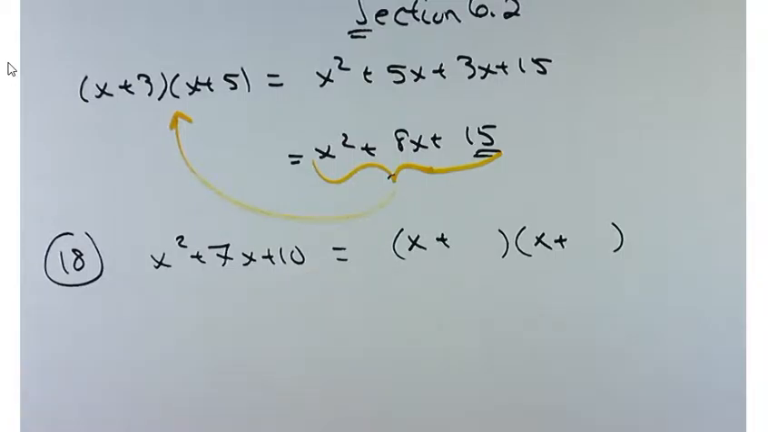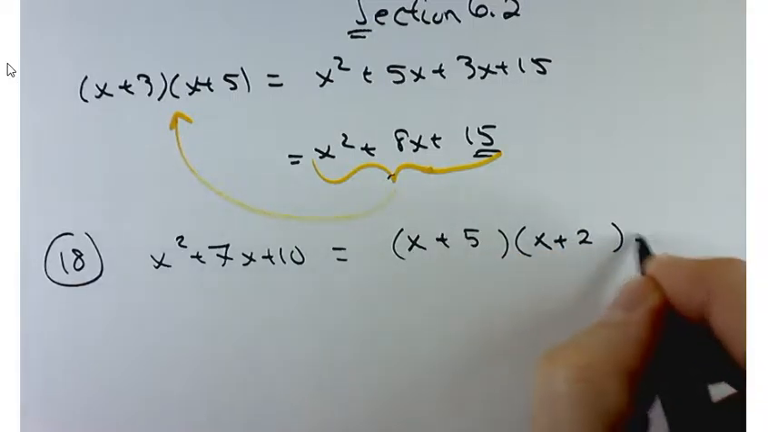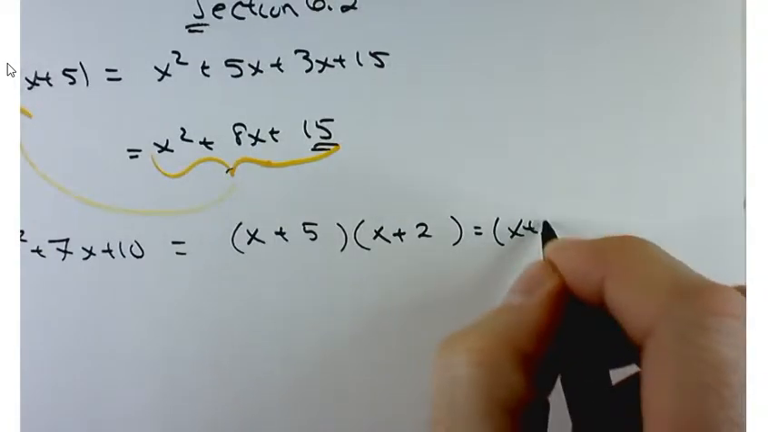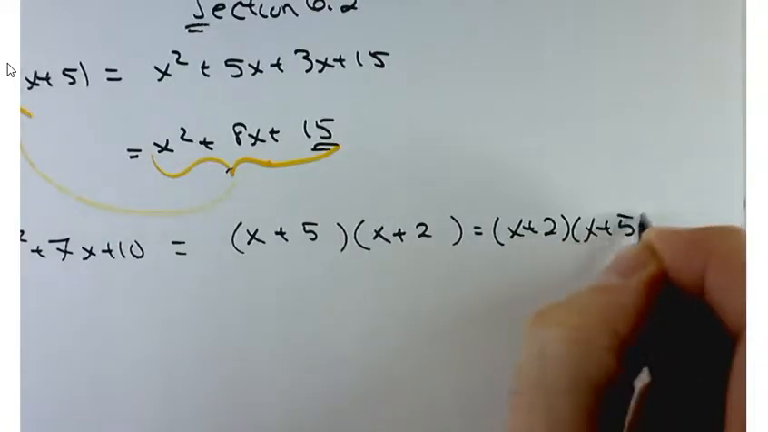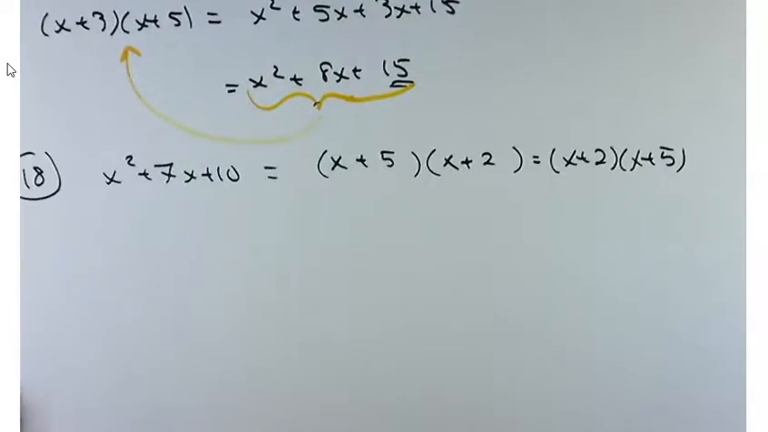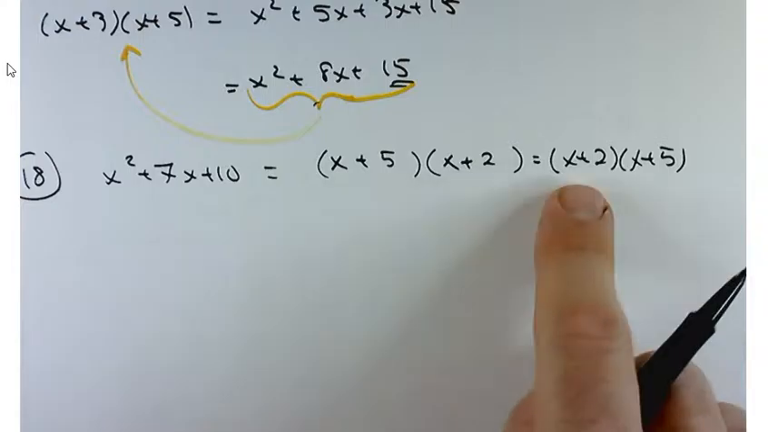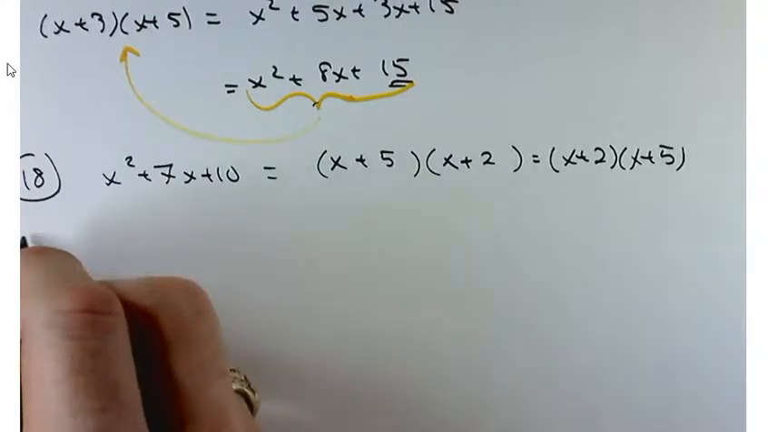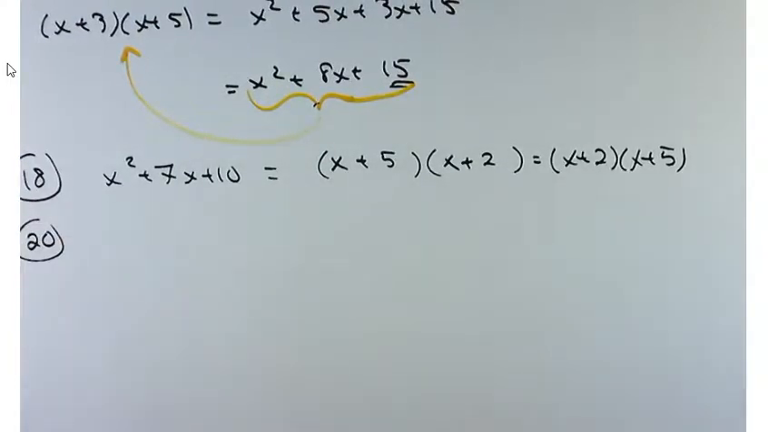Last but not least, I need two numbers that multiply to 10 and add to 7. Yeah, 5 and 2. You could also write this as x plus 2 times x plus 5. I really have no preference for one versus the other. Both of them are correct. You don't have to have it in any particular order there at the end. That's it. You're done.